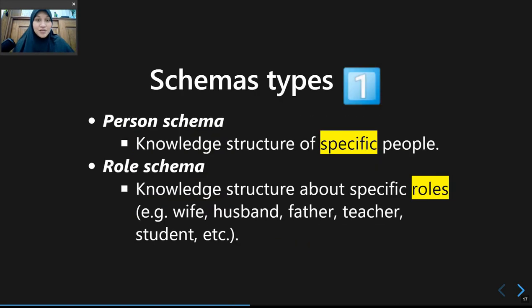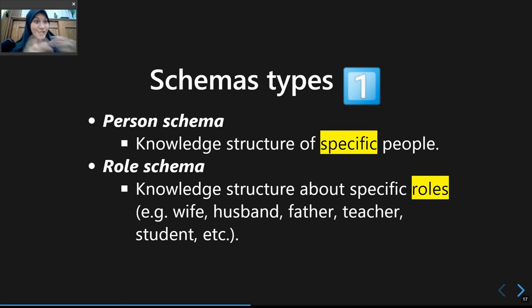So what schemas are available in our cognitive processes? The first schema that we're talking about is the person schema, which means it's a container box that consists of information about a person. So when you want to keep any information about me, for example, Bu Amel, then you will keep that information inside the person schema, which means that information would greatly help you when we're interacting with each other.